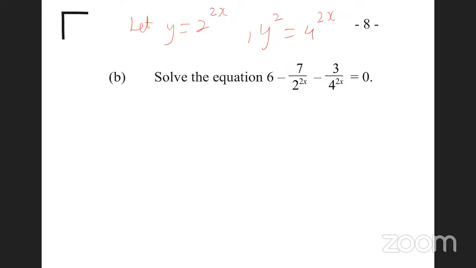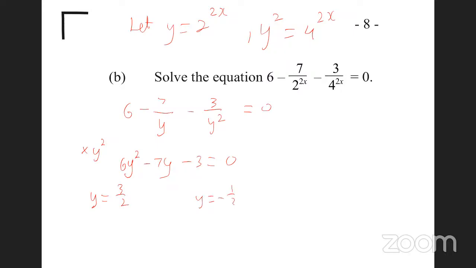All right, so we should get 6 minus 7 over y minus 3 over y squared is 0. You can multiply everything by y squared, and you'll get 6y squared minus 7y minus 3 is 0. When you solve it, you'll get y is how much? Minus 1 over 3. Remember, y is really 2 to the 2x. 2 to the 2x is minus 1/3. This has no solution.